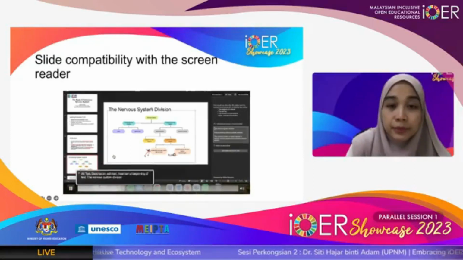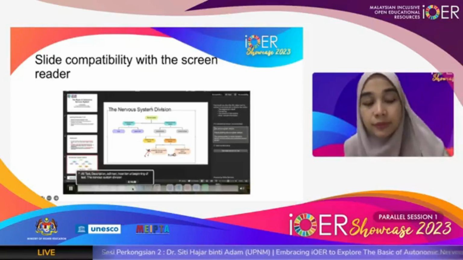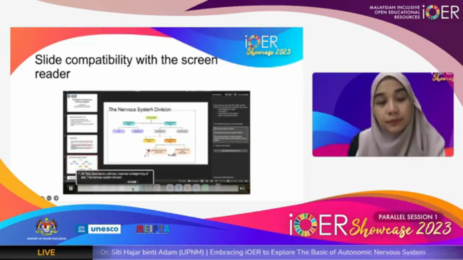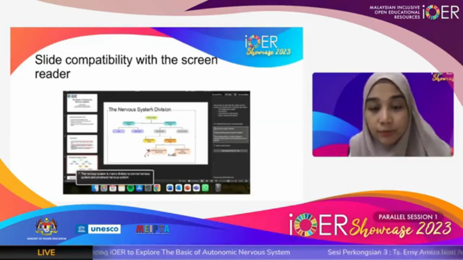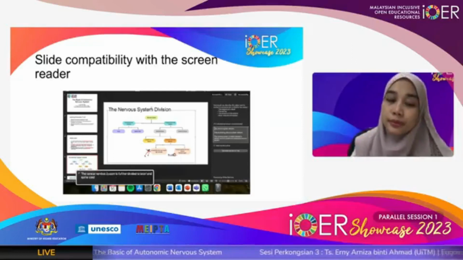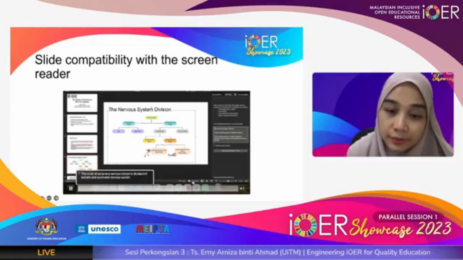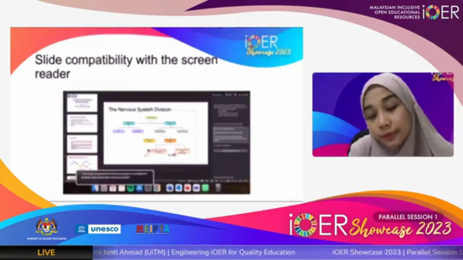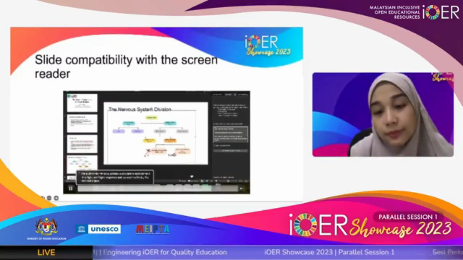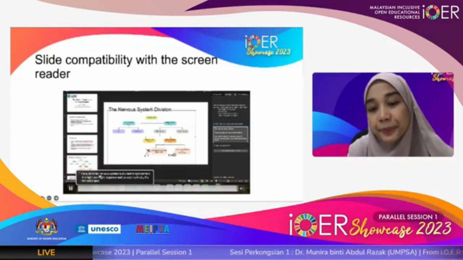Toolbar, alt text, description, edit text, insertion at beginning of text, the nervous system division, picture showing nervous system division. The nervous system is mainly divided into central nervous system and peripheral nervous system. The central nervous system is further divided into brain and spinal cord. The motor or peripheral nervous system is divided into somatic and autonomic nervous system. The autonomic nervous system is divided into sympathetic, the fight and flight response, and parasympathetic, the rest and digest.